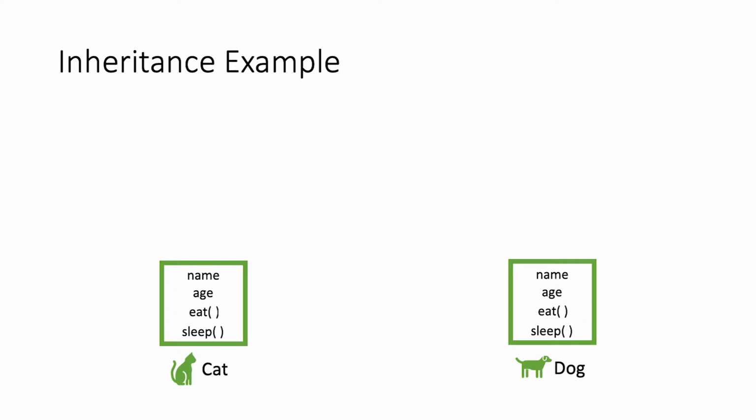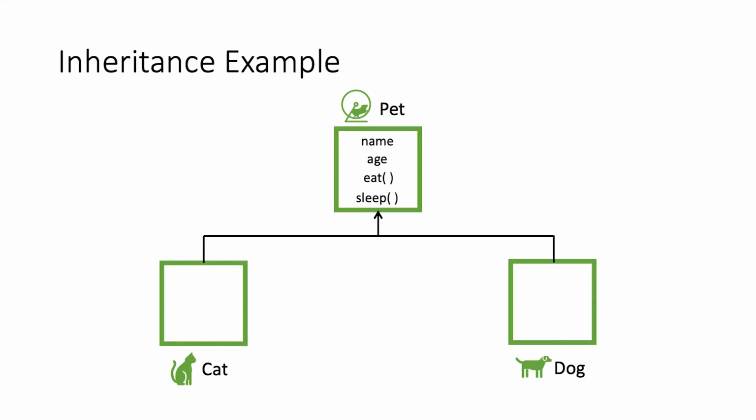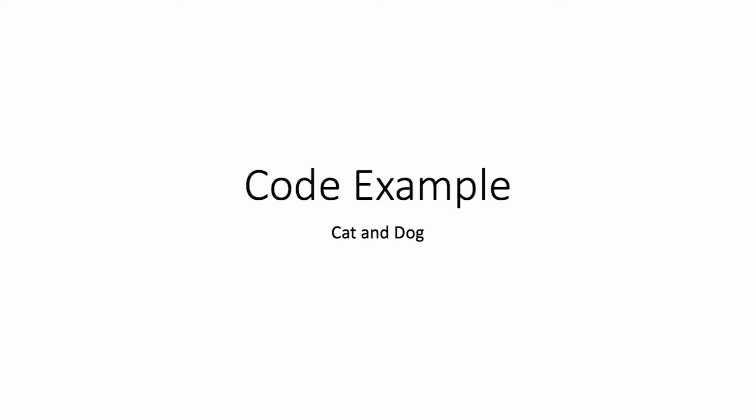Now, instead of defining the same attributes and methods twice, once for the cat class and another one for the dog class, we can go one level higher and define them only once. Notice that both a cat and a dog are considered pets, and all pets have names and ages. Also, all pets are able to eat and sleep. With this in mind, we can have a pet class and make the cat class and the dog class inherit from the pet class. In other words, we can say that the cat class and the dog class are subclasses of the pet class.